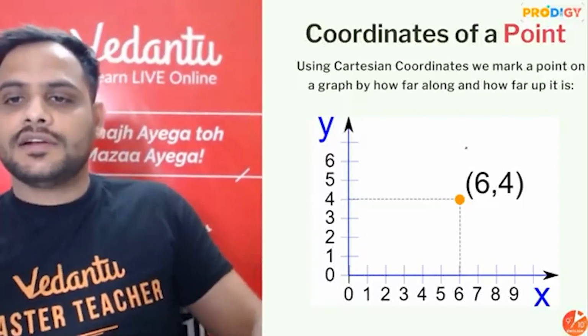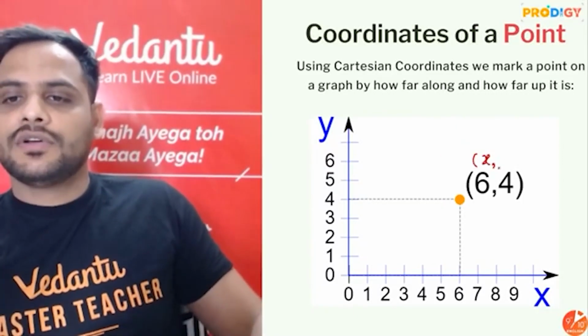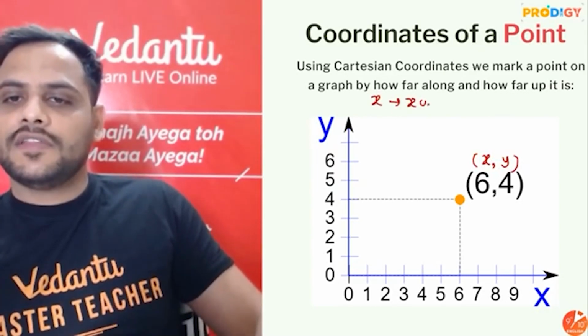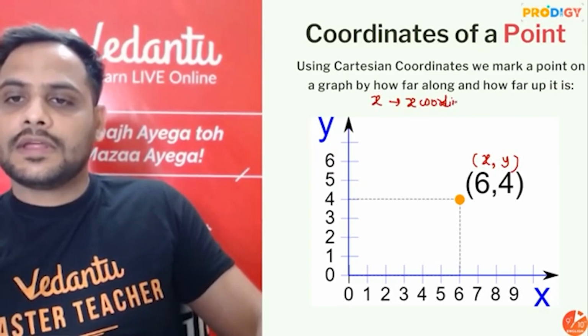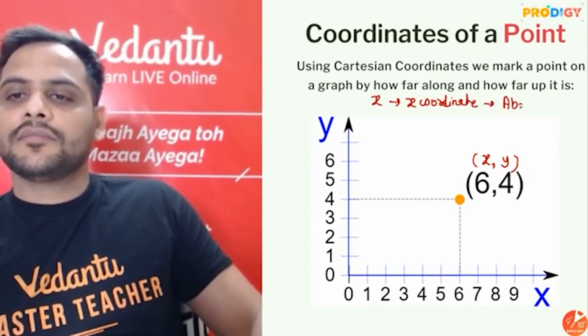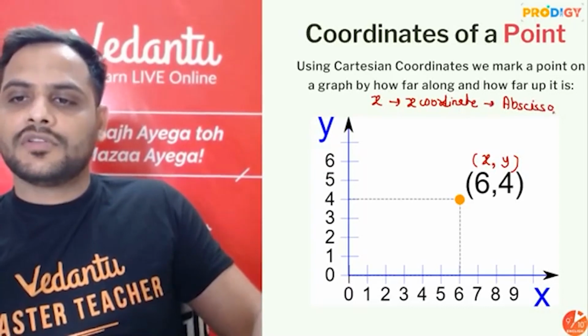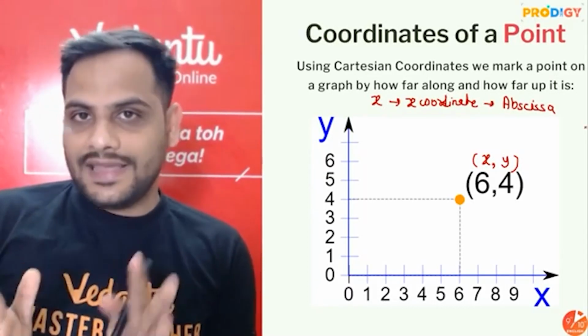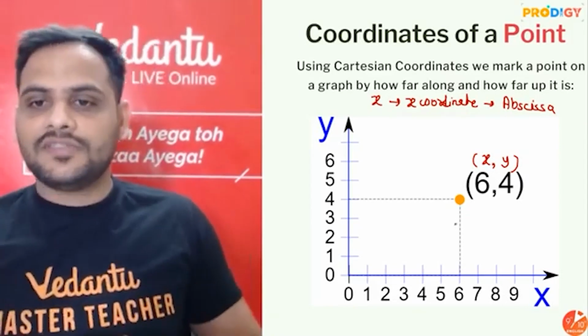Okay? After that, as I was talking to you about plotting of a point, I have told you we always write it in the form of x comma y. So this x represents the x coordinate, and another name for it is abscissa. What is the other name? Abscissa. All right, the x coordinate is also called abscissa.